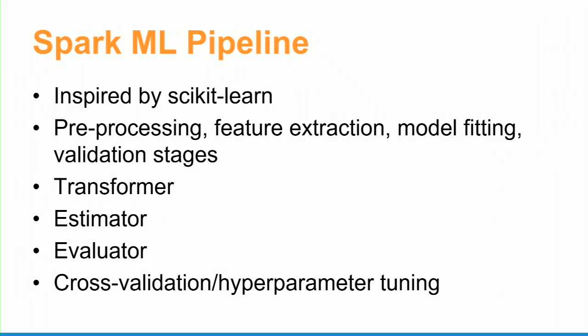You can do pre-processing, feature extraction, model fitting, even do validation or evaluation. There are concepts like transformer, estimator, evaluator. You can even do things like cross-validation, hyperparameter tuning with something like this. So in other words, this whole pipeline captures the whole end-to-end sequence of stages and steps that you need for a machine learning job.